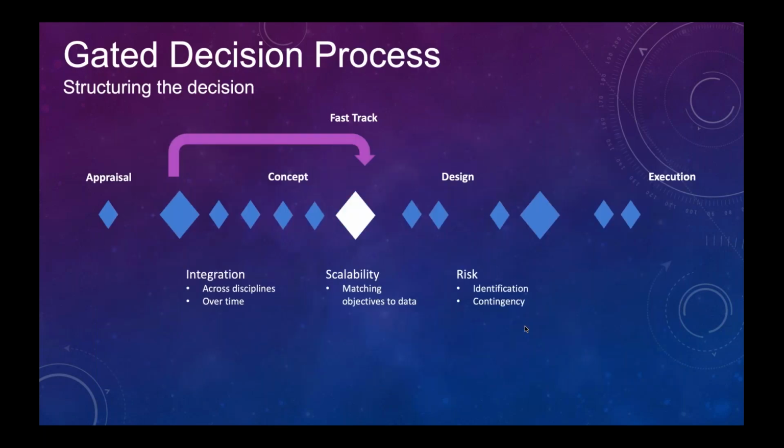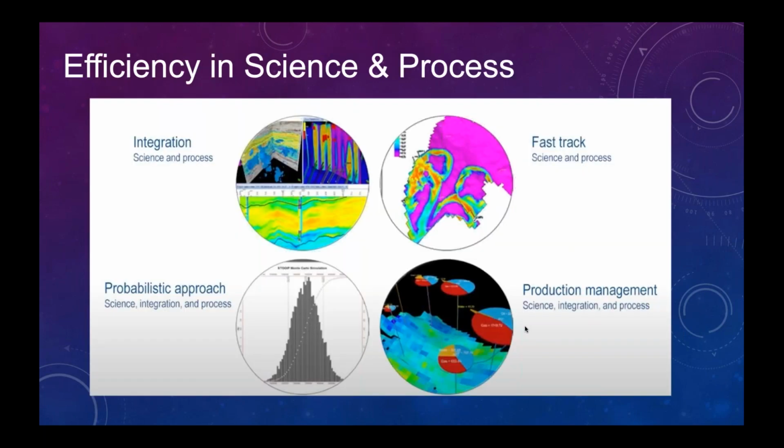So as I mentioned, these are the three ingredients which help you fast track the opportunity to execution. Now, the efficiency in science and process. As I mentioned, it's not necessary to go through every step in much more detail unless it is necessary.